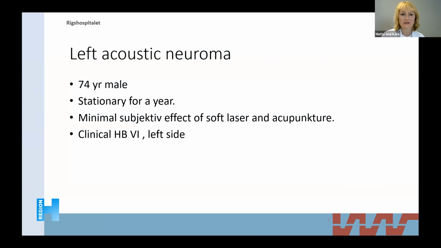I brought a case with a patient that was referred about a year after operation for a residual acoustic neuroma. He was a 74-year-old male. He tried all sorts of things, lasers and acupuncture and training, self-training, which did not affect anything. So he had a House-Brackmann 6 on his left side.